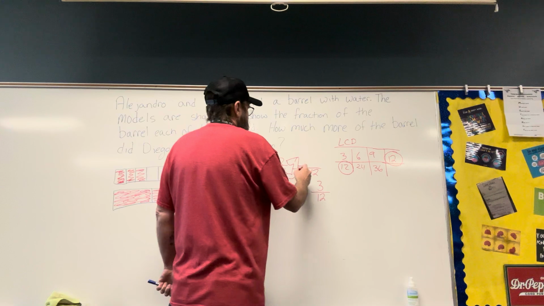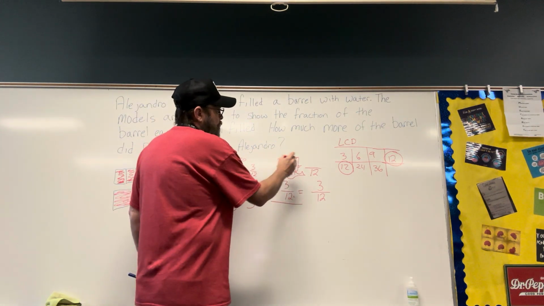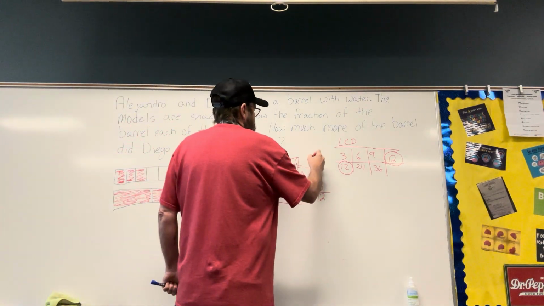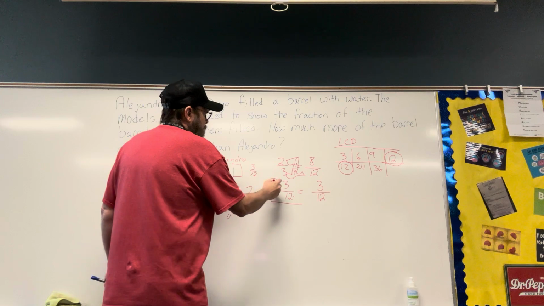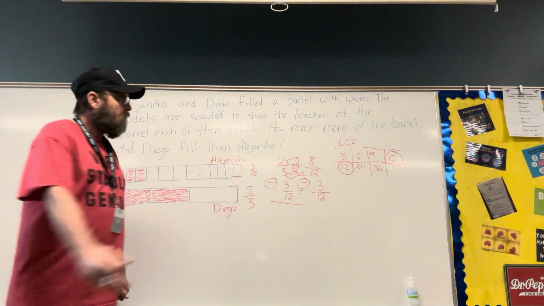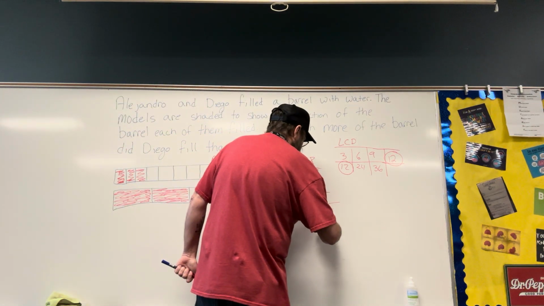So 3 times what is 12? Well, 3 times 4 is 12. If we're multiplying both the numerator and denominator by the same number so that it equals 1, I have 8/12. I'm going to always go back and look at the sign and make sure I do the correct sign. 8/12 minus 3/12 gives me a fraction of 5/12.